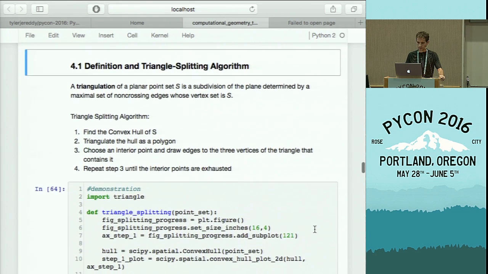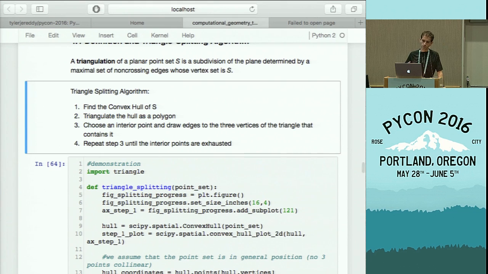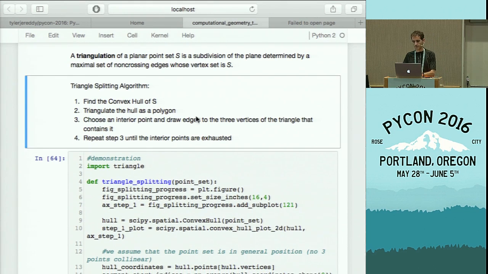So you can actually define it without using the word triangle. It's effectively the maximal number of lines that connect the input data points that don't cross. They're non-crossing edges. Of course, that will give you a whole bunch of triangles, but you don't actually have to use triangle in the definition.